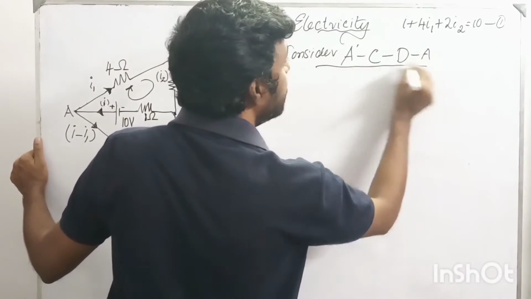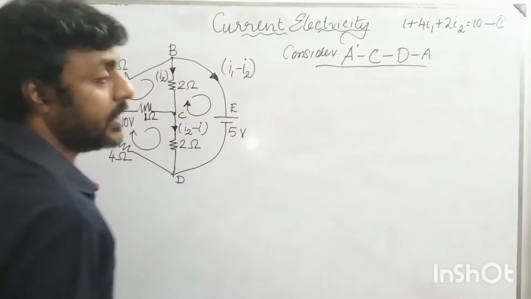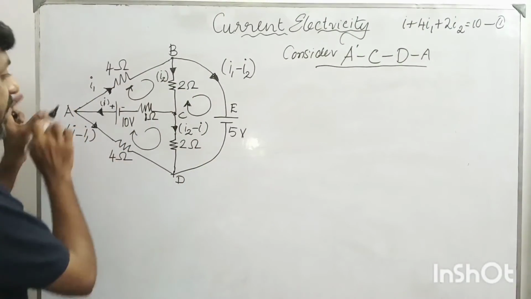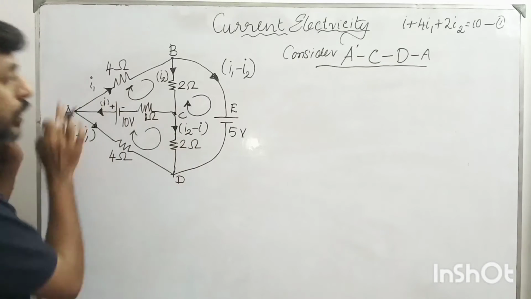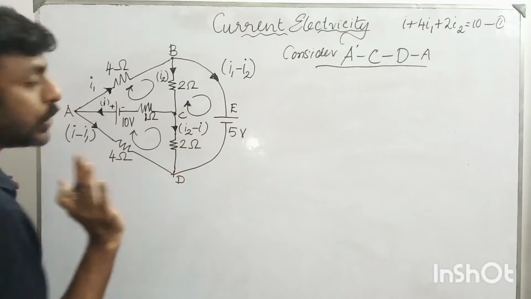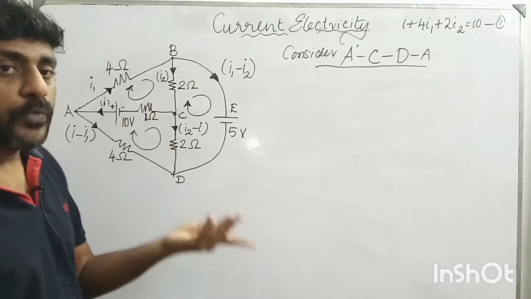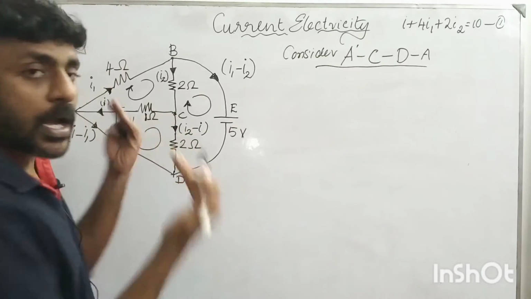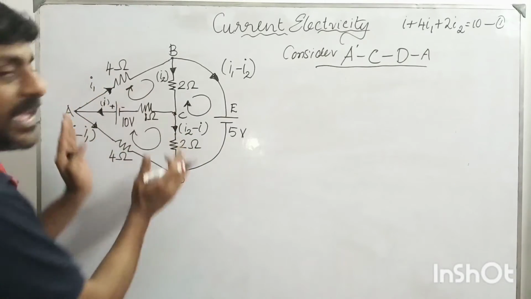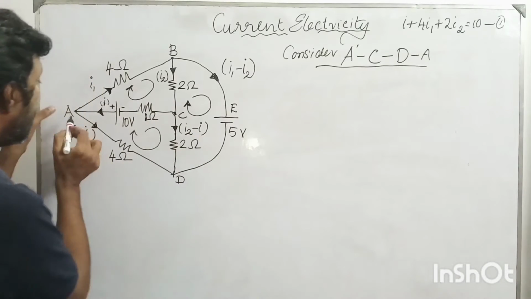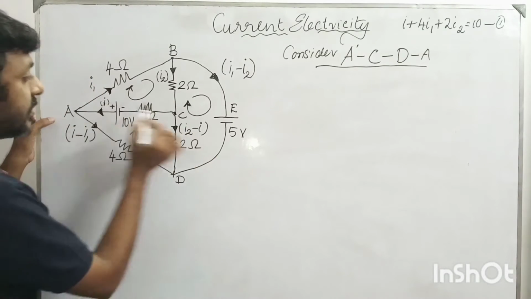Why am I putting ACDA and not ACD? This is ACDA. If I say ACDA, the loop will be closed. If I say only ACD, it will be partially closed. Partially closed means current won't flow. If current won't flow, it becomes an open circuit. So Kirchhoff's voltage law won't apply, because KVL applies only in a closed network. That is the reason I am closing this circuit as ACDA.